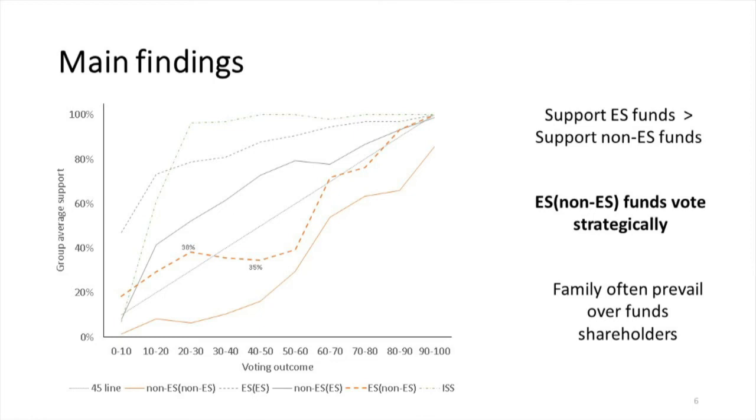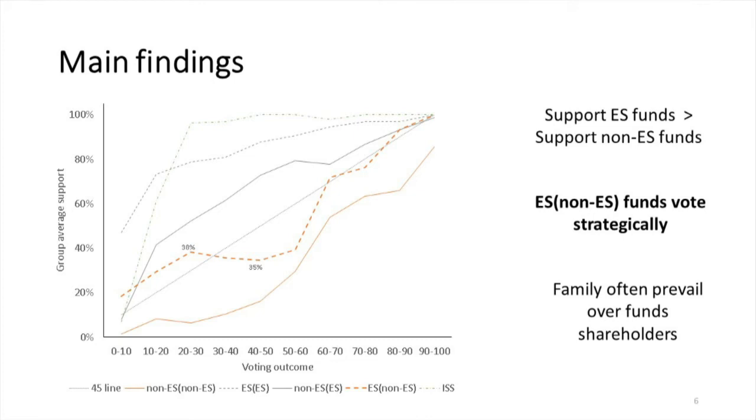And the interesting thing happens when we look at ES funds in non-ES families. So what do we see here? Actually, they are more supportive than the average investor when the proposal gets very low support, and also in general when it gets very high support. But right in the middle, close to the majority threshold, they start being less and less supportive, right? In a way that they are more likely to align their vote with the vote of the family when the proposal is about to pass.